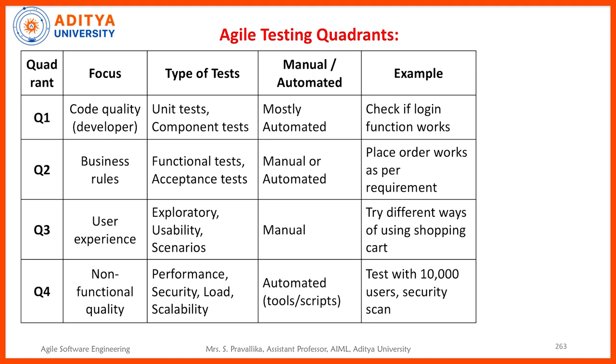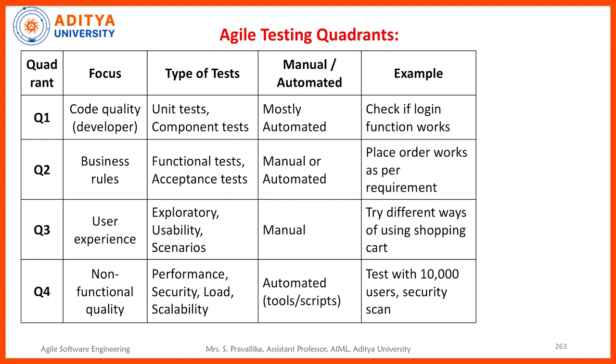And next one, agile quadrants explained in a table representation. The table shows the quadrant, what it focuses on, the types of tests we can perform, whether manual or automated, and also an example. In the Q1 quadrant, we are focusing on code quality. The types of tests we perform are unit test and component test. For the testing strategy, we go with automated tests. Example, checking whether the login functions correctly or not.